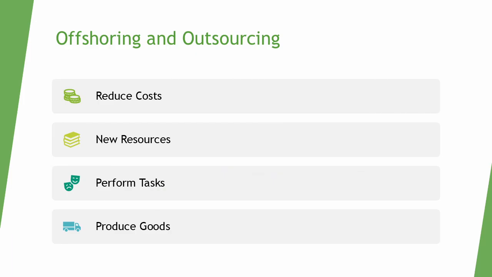Offshoring is moving business operations to another country to reduce costs or access new resources. Offshoring prompts trade by increasing international production and supply chain links between countries. Outsourcing is contracting another company to perform tasks or produce goods that were previously done internally. Outsourcing prompts trade by encouraging international cooperation and the movement of goods and services across borders.